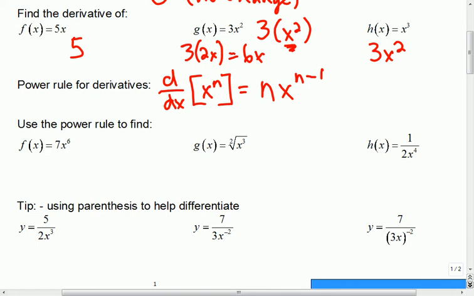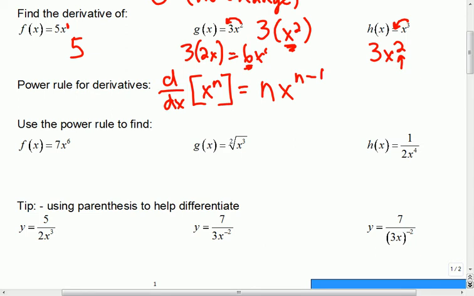Okay, so for example, in the first one, 5x, that's like 5x to the 1. The 1 gets pushed to the front, so 1 times 5 is still 5. Then x to the 0, it's gone, right? That's just going to be a 1. This one here, it would be 2 times 3 becomes a 6, and then the 2 becomes a 1. Same thing here, 3 to the front, decrement the power by 1, becomes 3x squared. So the power rule is a nice simple one.